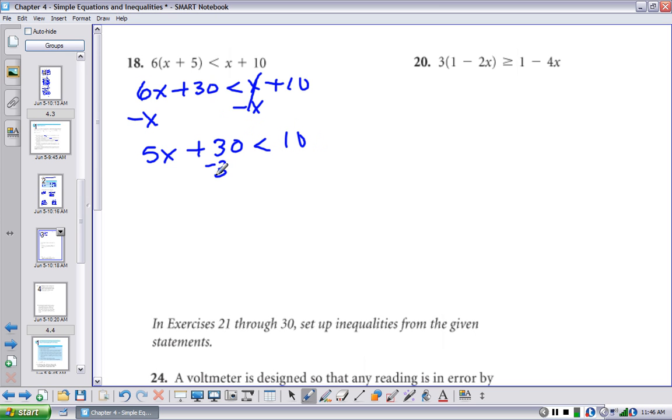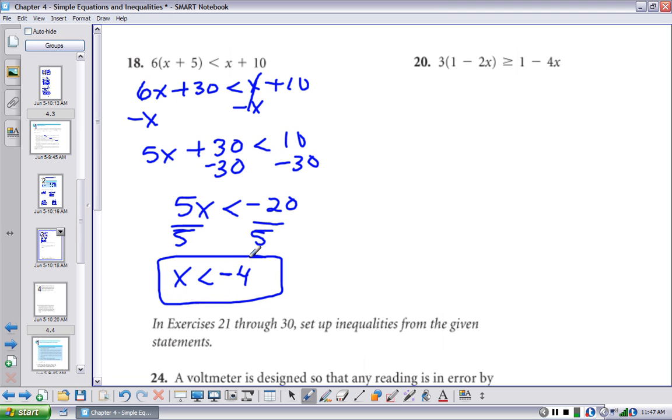So now let me take this 30 to the other side. I have 5x is less than -20. Notice we subtracted 30, so the direction of the inequality stays the same. I'm dividing by a positive number, so the direction of the inequality stays the same. So x is less than -4.